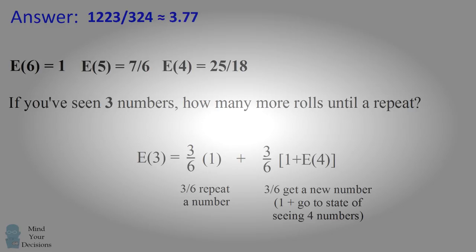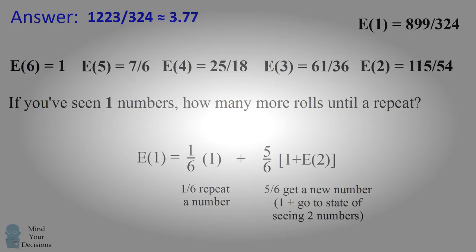If you've seen 3 numbers, how many more rolls until you need a repeat? We just need to change the numerators and the final term so that we go to the state of having seen 4 numbers. So now there's a 3/6 chance we repeat a number, and there's a 3/6 chance that we get a new number, in which case we would go to the state of having seen 4 numbers. Since we know what e of 4 is, we can substitute that and solve that e of 3 is 61/36. Now we can repeat this process for 2 numbers. We'll solve e of 2, then for 1 number, solving for e of 1.